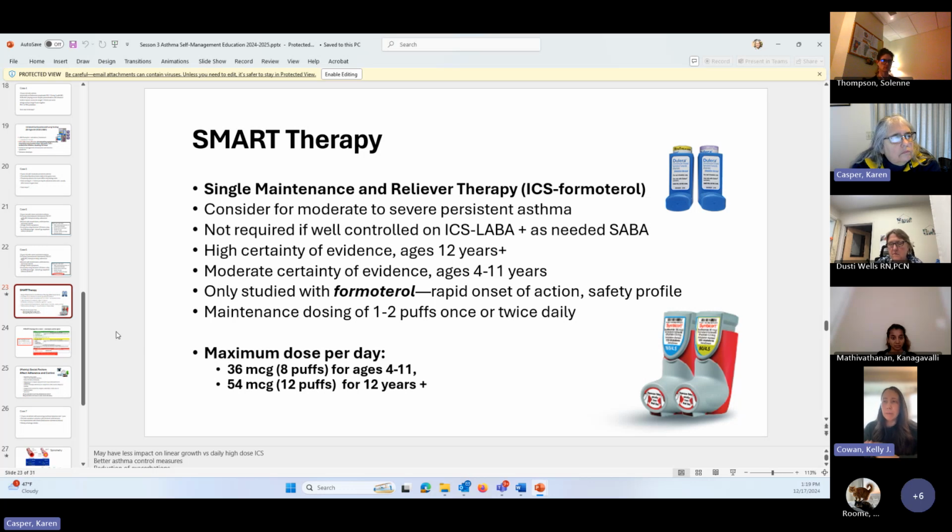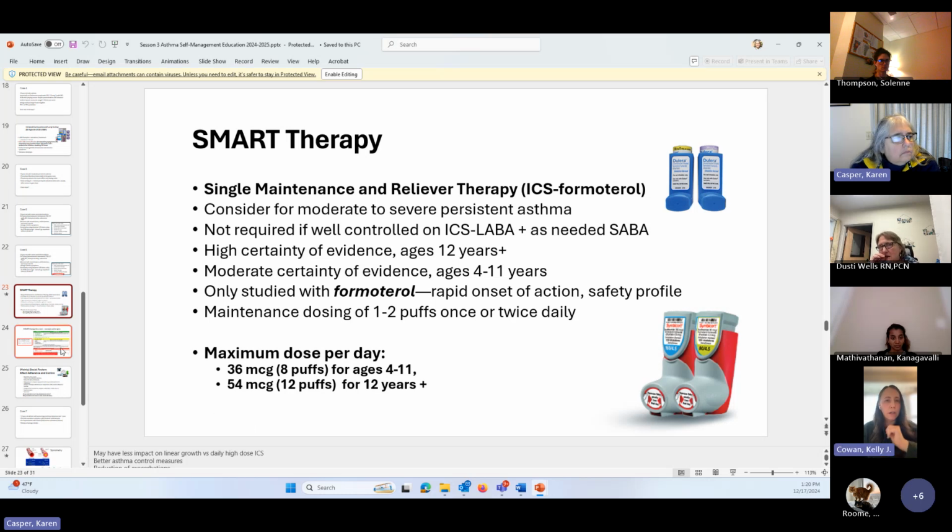So just a reminder about smart therapy. If you're seeing someone bring in Dulera or Symbicort, those are the only two we have that you can do this with, because they have inhaled steroid and formoterol in it. It's that formoterol component that you can do this with. You'll see on their action plan, if it's ages 4 to 11, 8 puffs is their maximum over 24 hours. And in 12 and up, 12 puffs is the maximum over 24 hours.